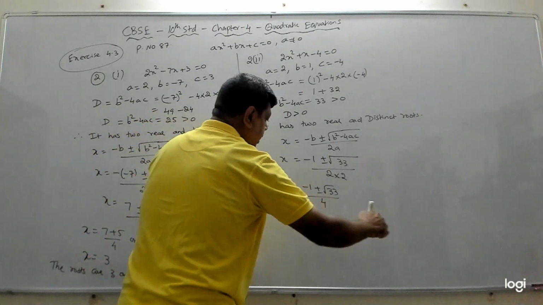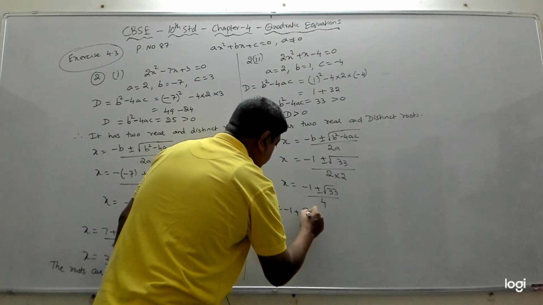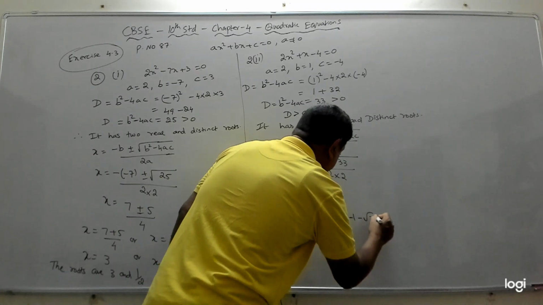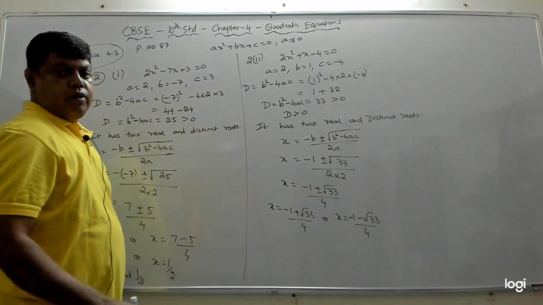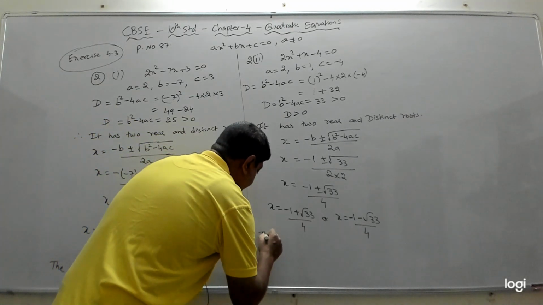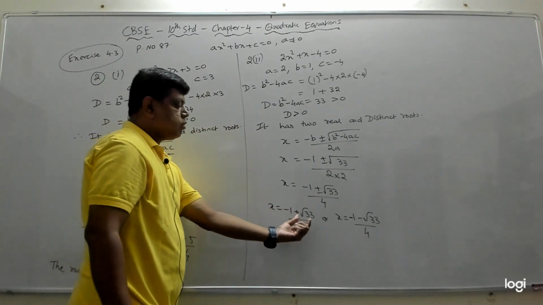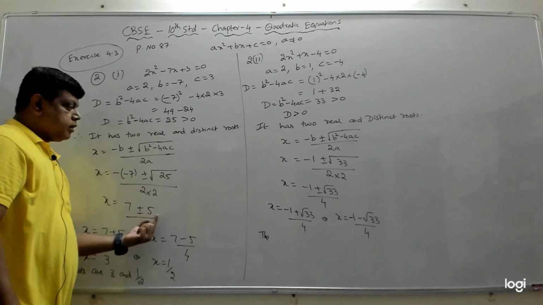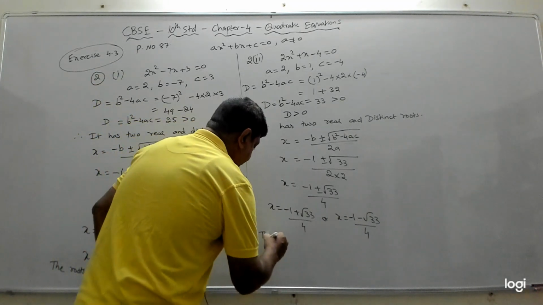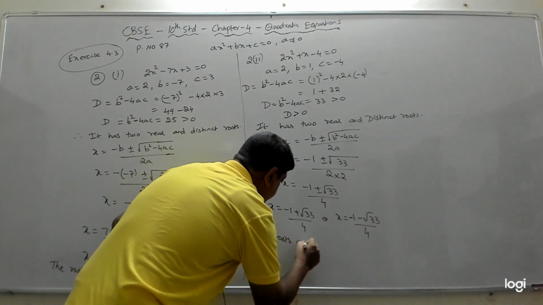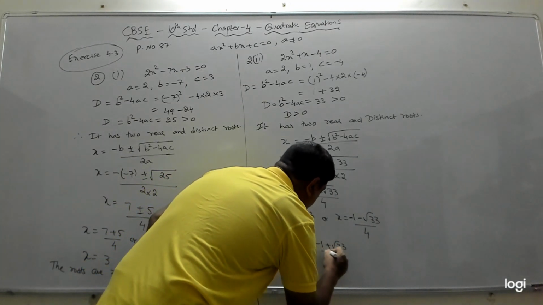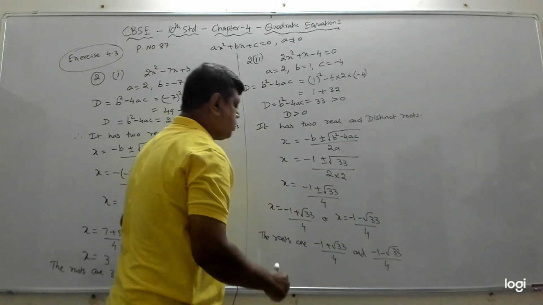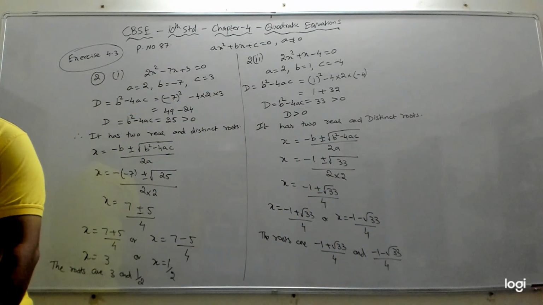Now it branches into two parts. So you get x is equal to minus 1 plus root 33 by 4, or x is equal to minus 1 minus root 33 by 4. Therefore the roots are, we cannot do any further simplification, or we cannot find the square root of 33 because it's not a perfect square. It's not like 25, which we could write as 5. But root 33 is root 33. So the roots are minus 1 plus root 33 by 4 and minus 1 minus root 33 by 4. These are the two roots of the given quadratic equation.